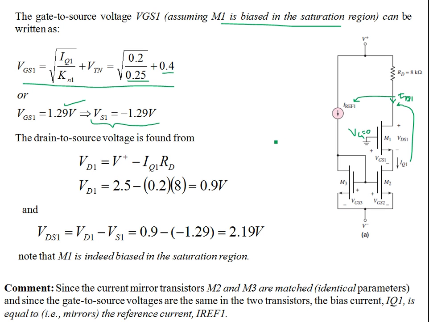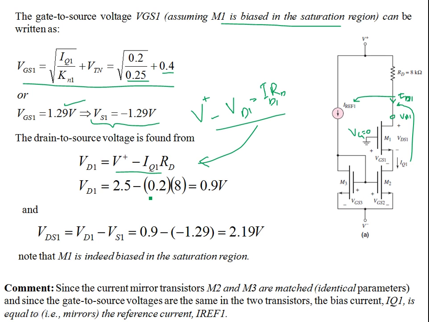If you apply the KVL on the outer loop of this M1 transistor, you have V positive minus IQ1 RD. So basically this is V positive minus the potential difference of VD1. Where is VD1? This node is VD1. So the difference is the drop across the load resistor RD, basically ID1 RD. So VD1 is equal to V positive minus ID1 RD.